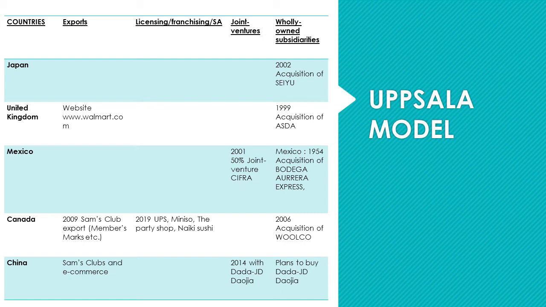For Mexico, in 2001, Walmart made a 50% joint venture with Cifra, and in 1954, the acquisition of Bodega Herrera Express. For Canada, in 2009, Sam's Club export was the main export of the company.